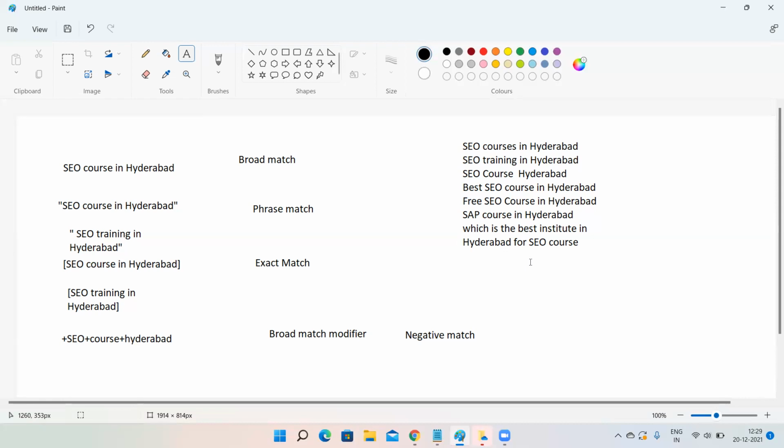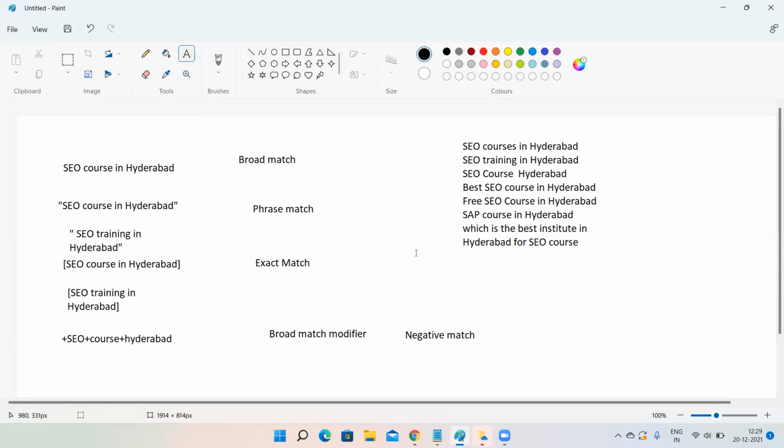Very small companies who have budget issues, these kind of people go for exact match. But the thing is, you have to mention so many keywords. That is the only problem. Because very small companies, when they have budget issues, do not want to take any risk. For a particular keyword only, if they want the ad to appear, they have to go for exact match and mention each and every keyword.